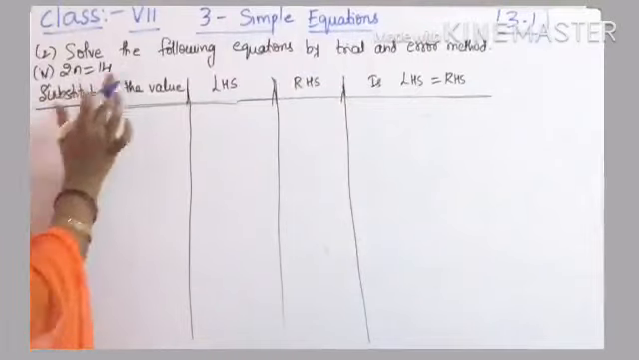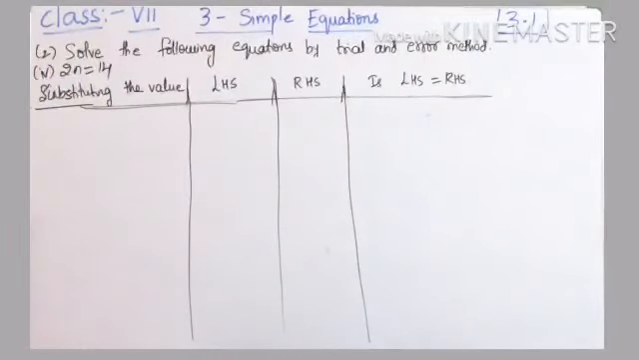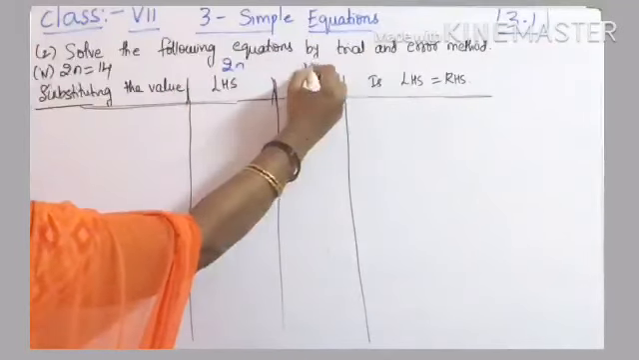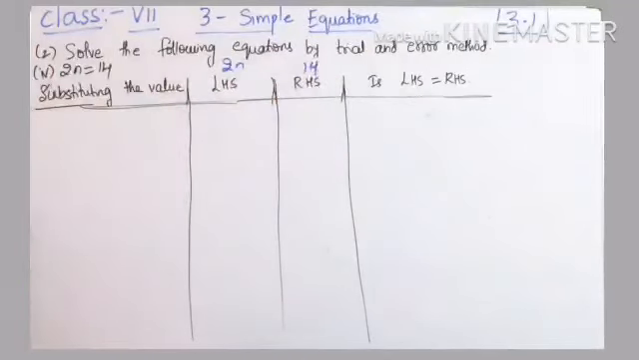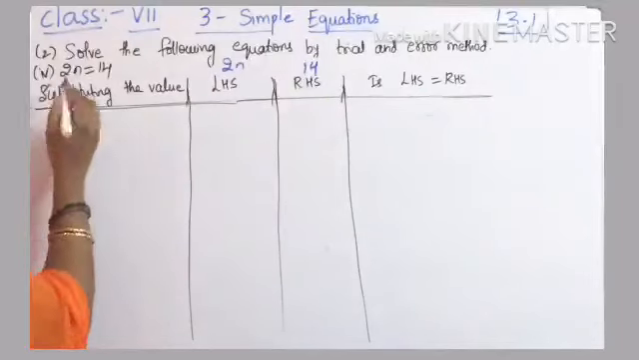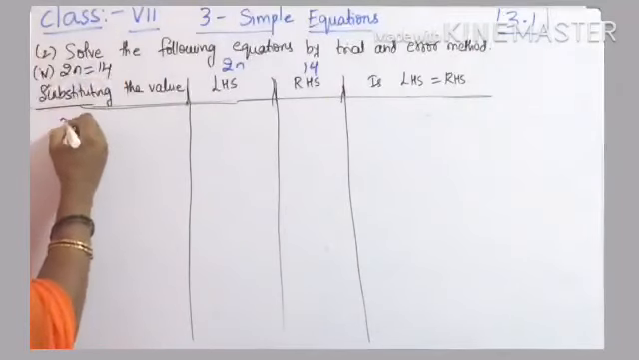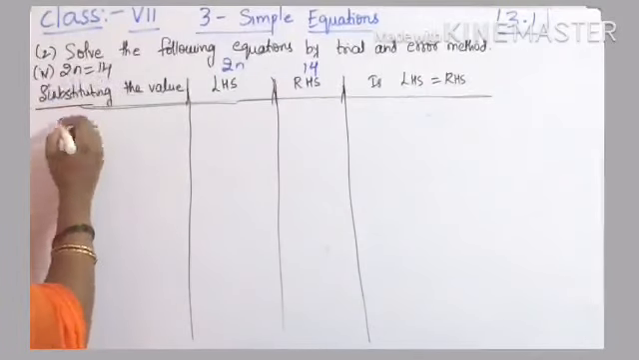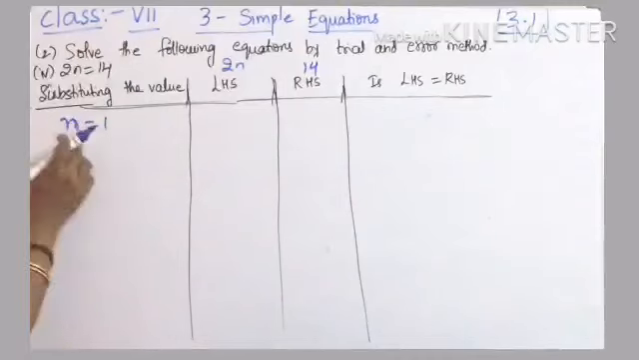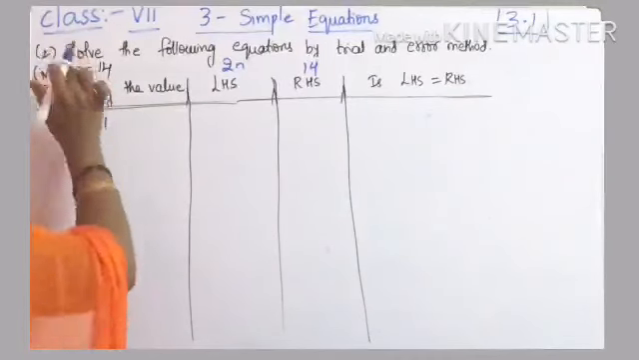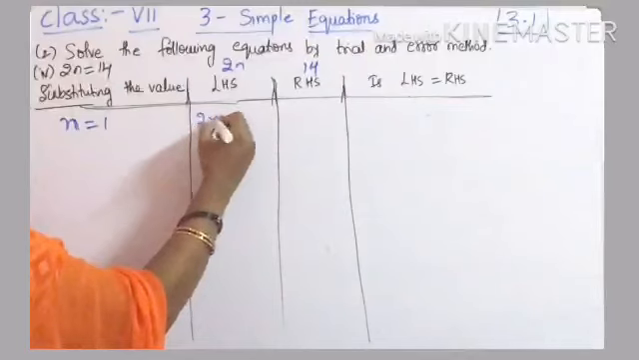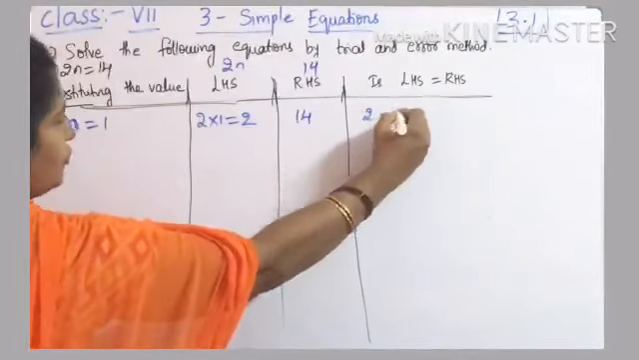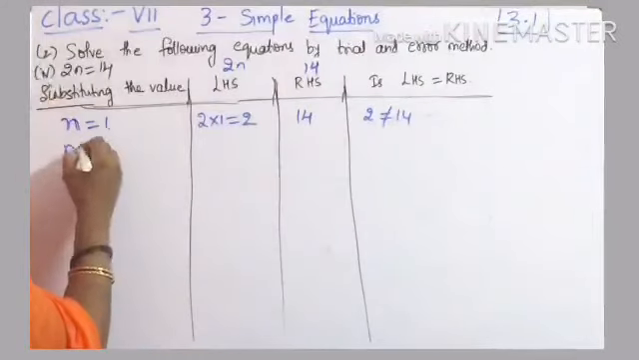Next, 2n equal to 14. 2n is what here? 2 into n. So LHS is 2n and RHS is 14. Now we have to check at what value LHS equal to RHS. So 2n equal to 14. So take n. Here n is what? Variable, right? And 14 is a constant. So when you take n equal to 1, substitute n equal to 1 in place of n in the LHS. So 2 into 1, how much, children? 2. And RHS is 14. Is 2 equal to 14 here? No. Next n equal to 2 you take.